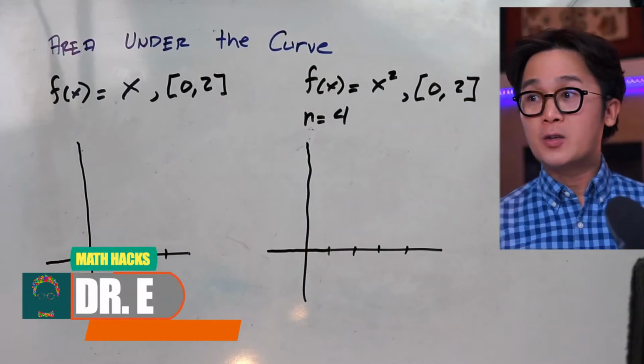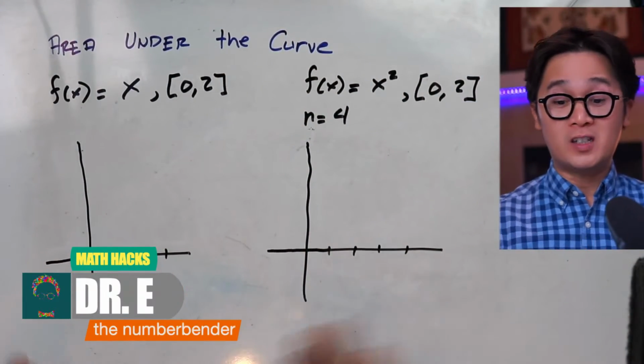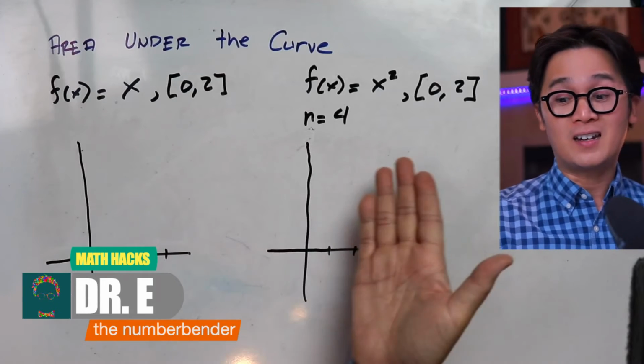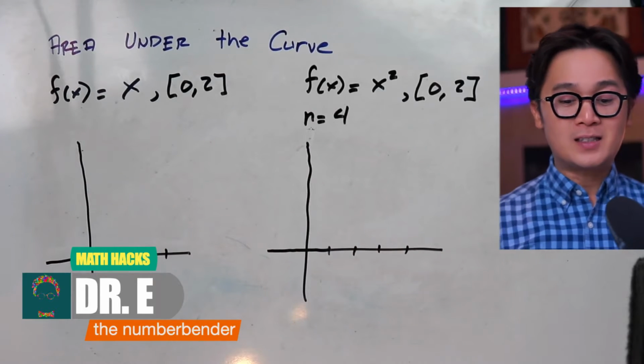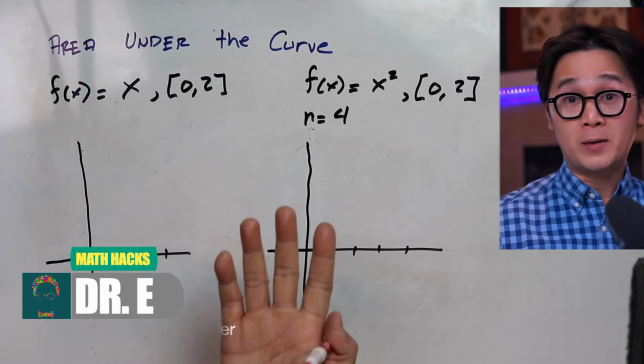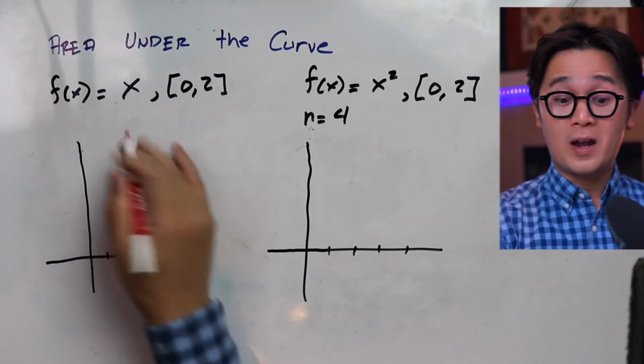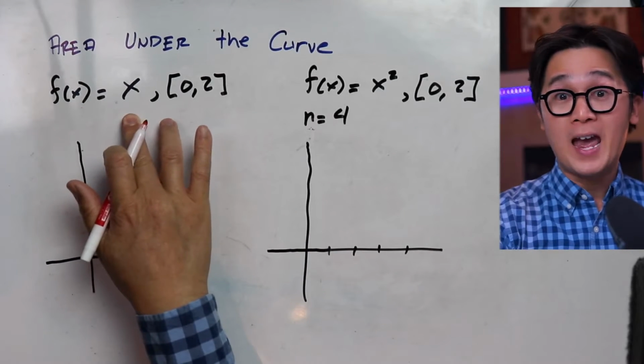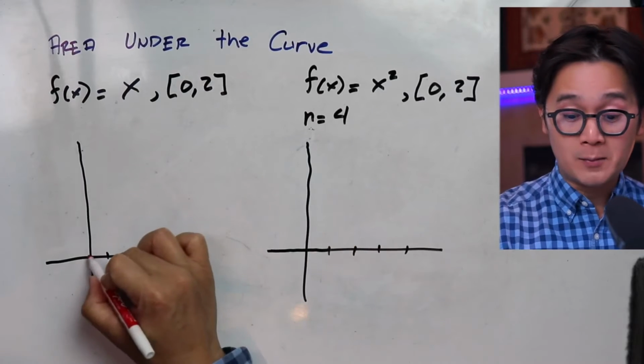So here you can see that I have two functions, an easy function and a not so easy function. This function is where we use geometry to solve for the area under the curve, where our function is just simply x, or a diagonal line similar to this one.